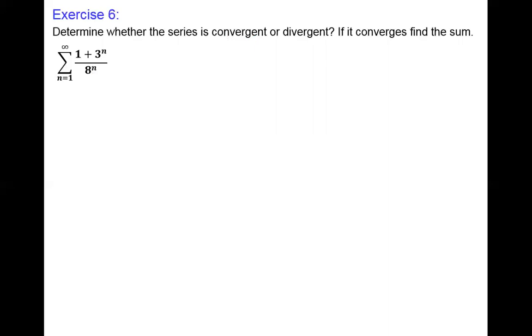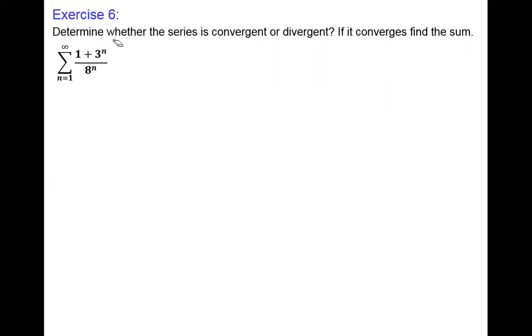Determine whether the series is convergent or divergent. If it converges, find the sum. That means it's quite similar to what I just did in exercise number 5, but I would say it's a little bit simpler. Okay, I see a sigma starting from 1, of (1 plus 3^n) over 8^n.